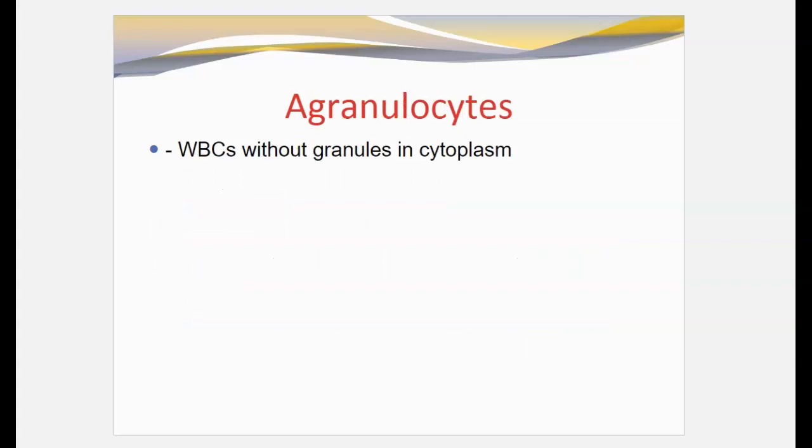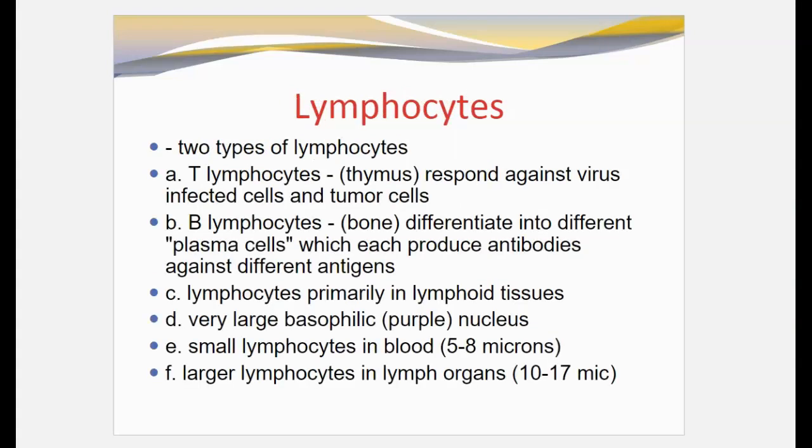Now you get into the ones that don't have the granules, and these would be your lymphocytes. The lymphocytes, there's two big types, T cells and B cells, and we named them based upon where they are matured. Everything is produced in the bone marrow, but these will then travel from the bone marrow through the blood to either the thymus gland, which is located in your mediastinum, kind of above your heart, or they stay in the bone.